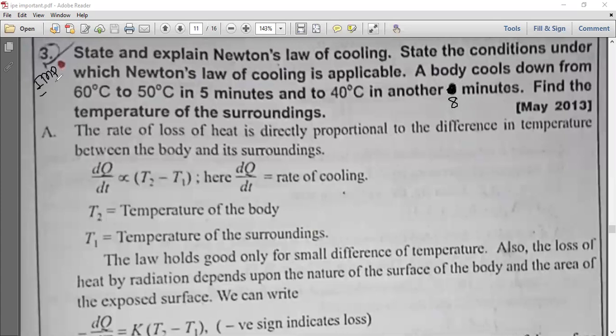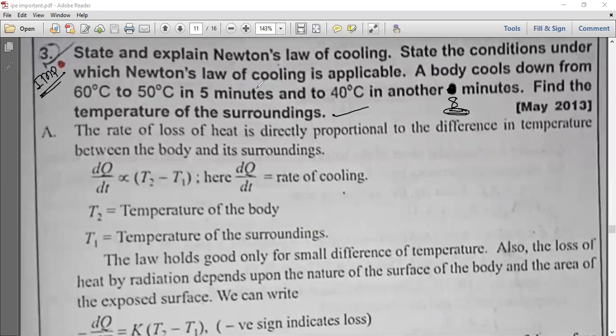Very, very important. In the question paper, whatever problems they will ask, you have to check what is being asked, and find the temperature of the surrounding. Sometimes they change these minutes and we are following the material. So don't do like that.